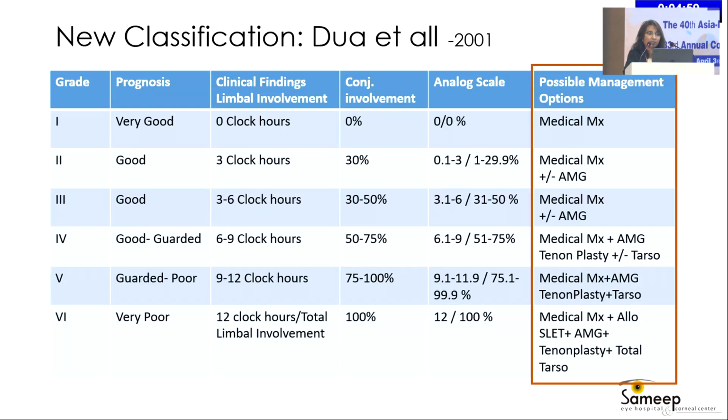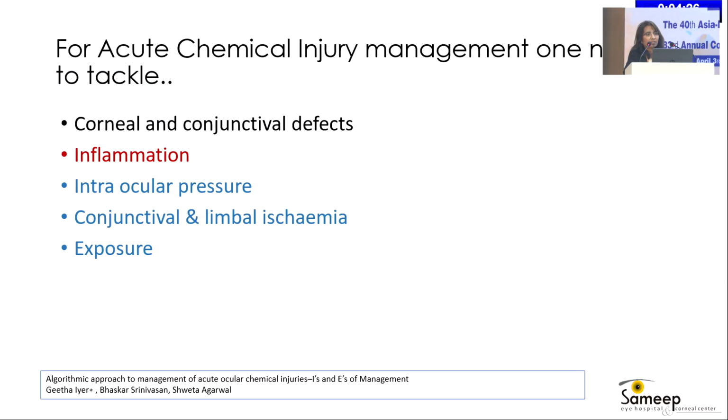If it is grade 3, where the limbal damage is about 3 to 6 clock hours, you would give 100% medical management and amniotic membrane graft, and maybe possibly you would put in a tarsorrhaphy as well. And for grades 4, 5, and 6, which fall into the higher grades, you probably have to resort to medical management in addition to amniotic membrane graft, tenonplasty, and tarsorrhaphy. In some cases, grade 6 involvement might even require an allogenic graft along with it.